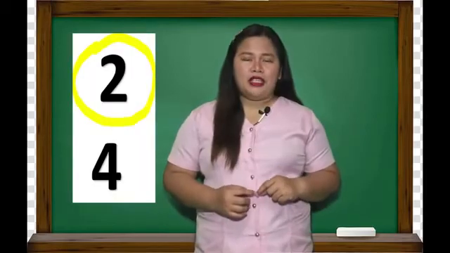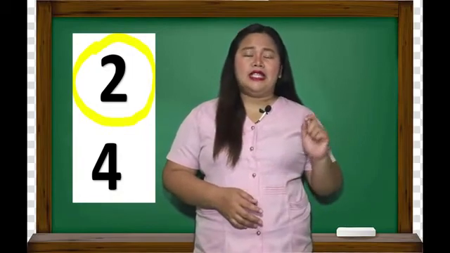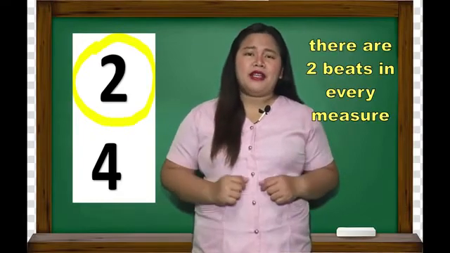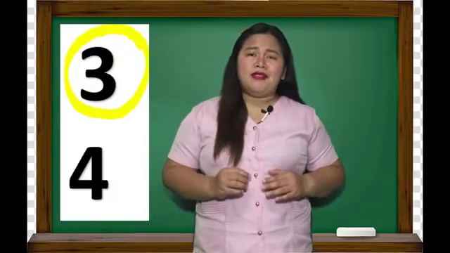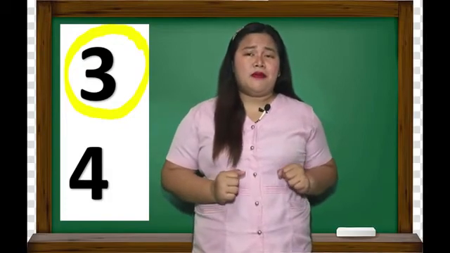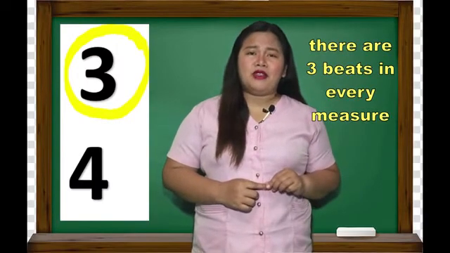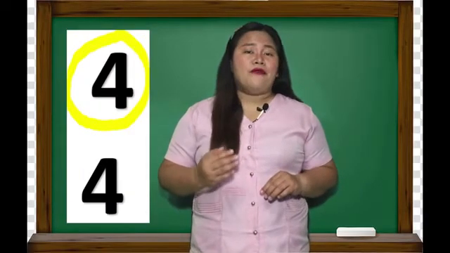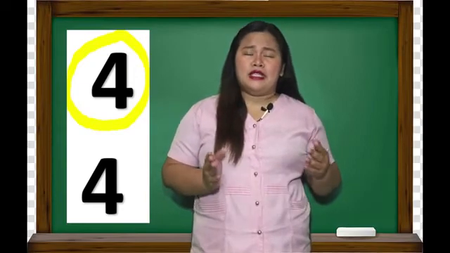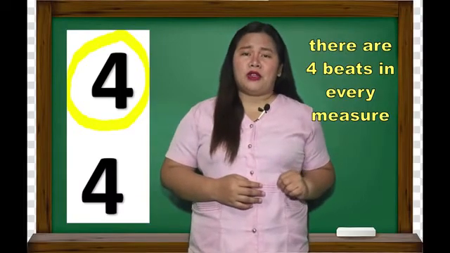A 2/4 time signature has the upper number of 2. This means the song has 2 beats in every measure. A 3/4 time signature has the upper number of 3. This means that the song has 3 beats in every measure. A 4/4 time signature has the upper number of 4. This means the song has 4 beats in every measure.